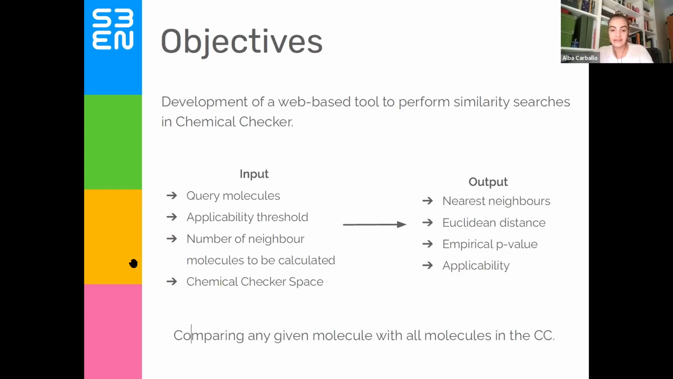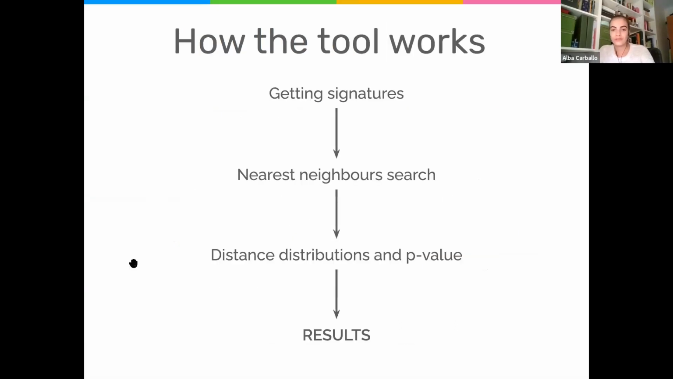So the general idea was to compare any given molecule to all the molecules that are in the Chemical Checker database. The tool works in the following way. At the beginning, once we have the query molecules, we get the signatures of these query molecules. Then we perform a nearest neighbor search. Once we have this nearest neighbor search, we draw the distance distributions in order to retrieve the p-value. Finally, once we have all of this, we stack it and show it as a result. We also built this tool in a web page that I'm going to show you at the end.